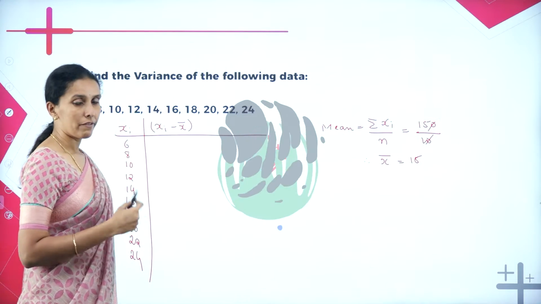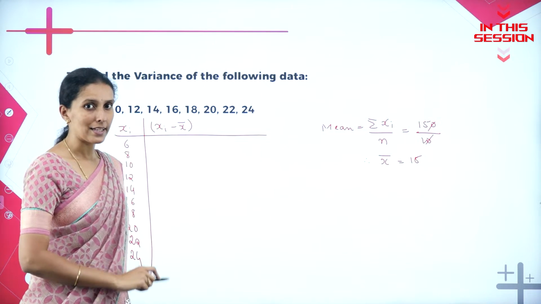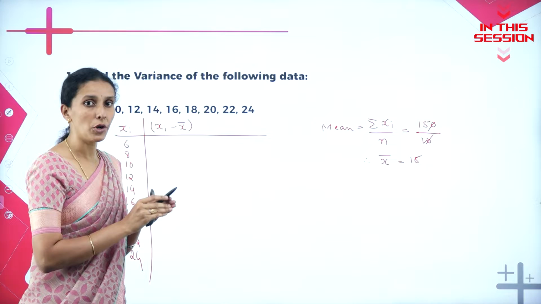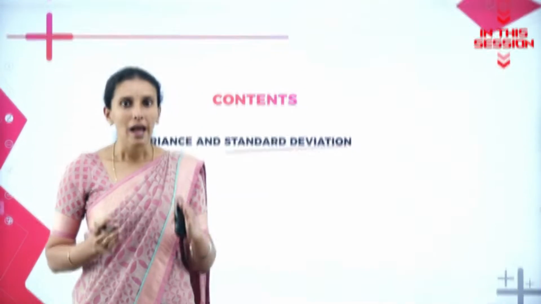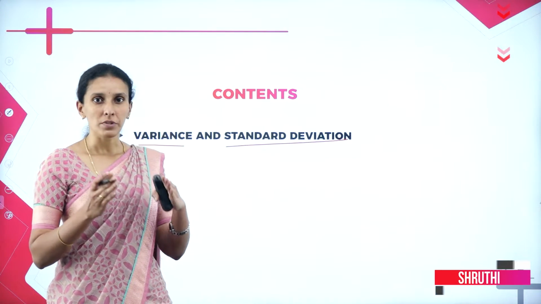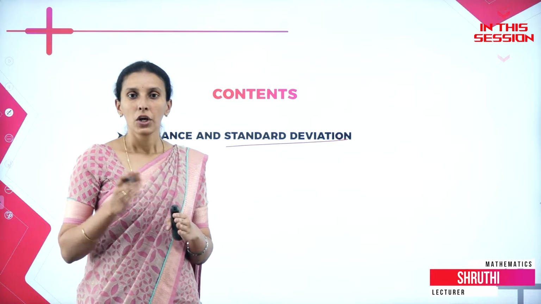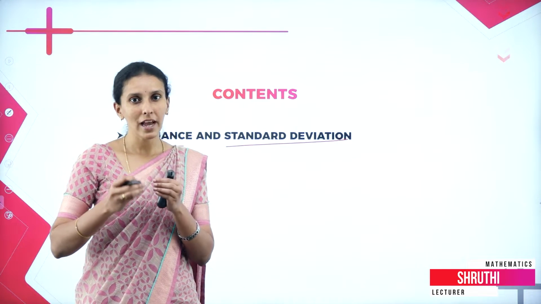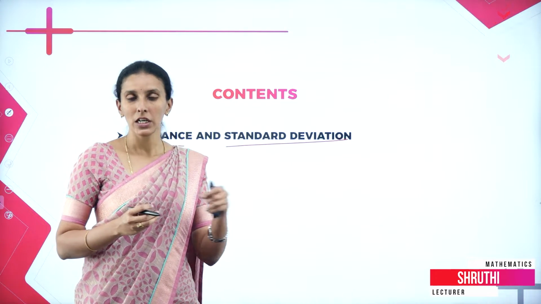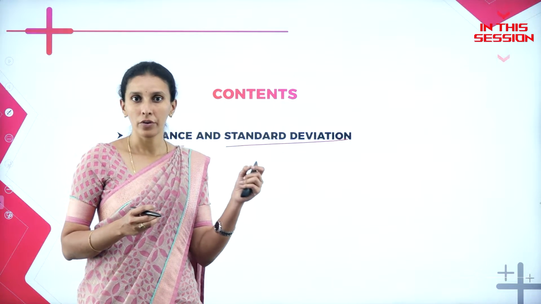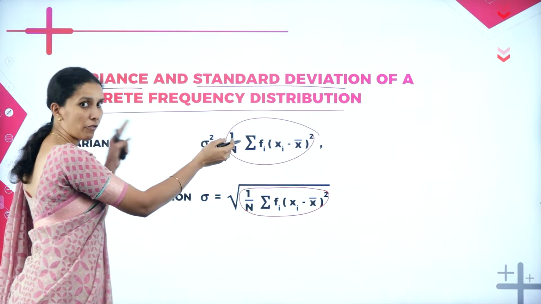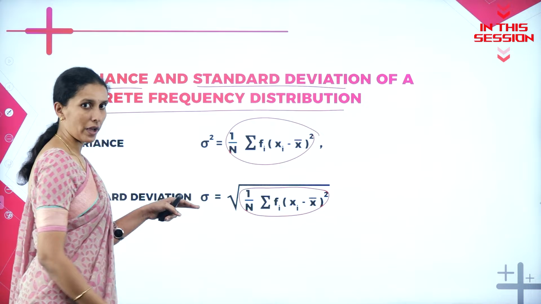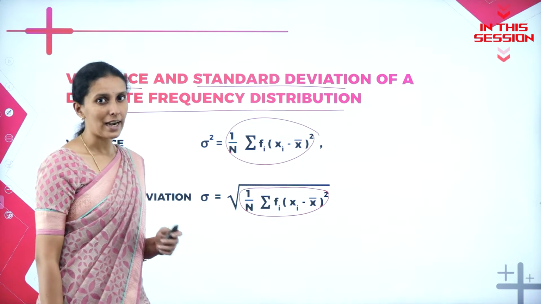Whatever value you get, whether it is negative or positive, write it as usual. Here you will not take the modulus as in the previous case. Ungrouped data is where each observation is written individually. Grouped data is where we write how many times the observation is repeated in terms of frequency. So whatever value of variance you get, just take the square root, and you will get the value of the standard deviation.